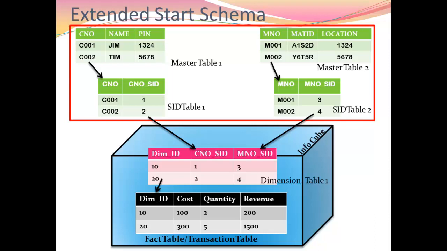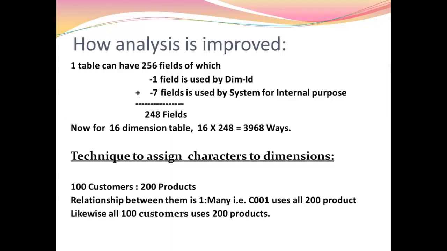The assignment of characters, that is customer number or material number, into a particular dimension ID is not done just blindly. The assignment of characters into their respective dimension ID will purely depend upon their cardinality relationship. Let's have a look at it. Techniques to assign characters to dimensions.